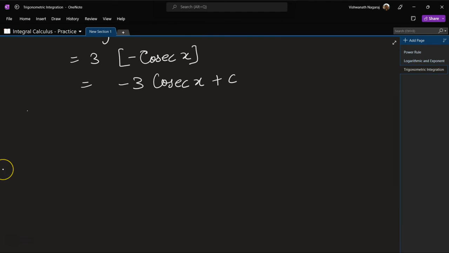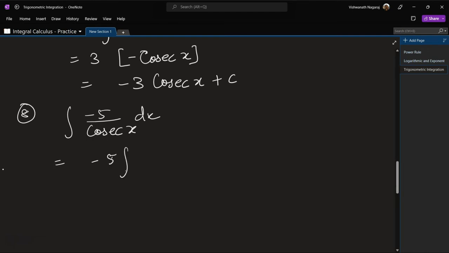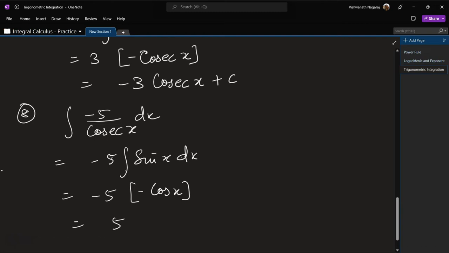Okay. Eighth one, integral of minus 5 by cosec x dx. This can be written as minus 5. Now 1 by cosec x is nothing but sin x. And we know that sin x is the derivative of minus cos x. So we can write it as minus cos x. So this becomes 5 cos x plus c.